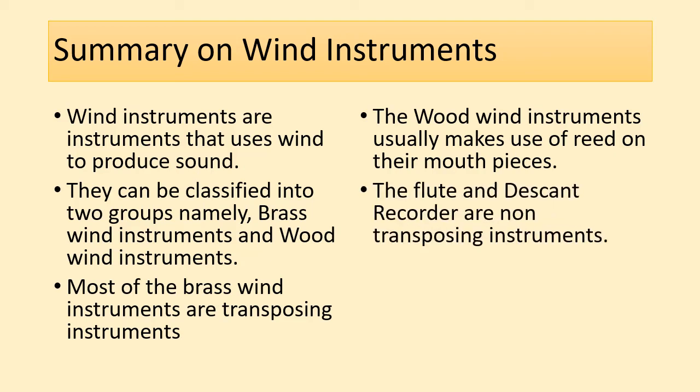Now for the woodwinds, we've said that they make use of reed. We see this reed in the mouthpieces of these instruments, and that is why we can classify them as woodwind instruments. The reed makes it possible for us to get the beautiful sound that comes out of the woodwind instrument. The flutes and the descant recorder are non-transposing instruments. So that is the end of our lesson.